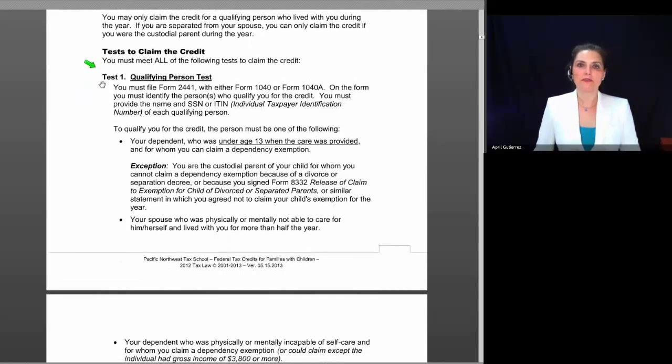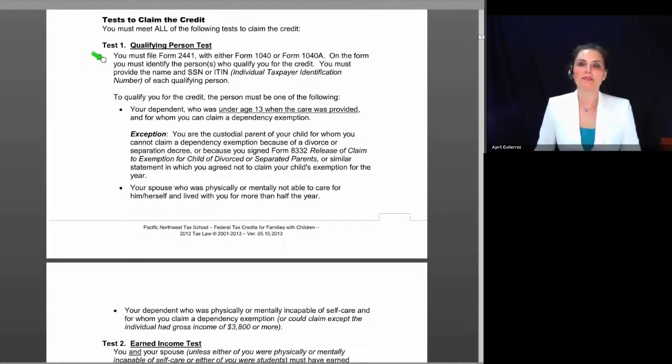Well, there's a series of 7 tests that every filer who claims the Child and Dependent Care Credit must pass in order to be able to claim this credit. Some of the tests are going to seem familiar to you because they might seem similar to the tests for claiming a dependent, but some of them are a little bit different. The first one is that we have to have a qualifying person. You must file Form 2441 with either Form 1040 or 1040A, and on the form you need to identify the persons who qualify you for the credit.